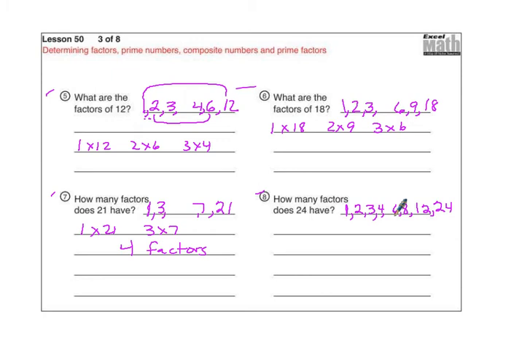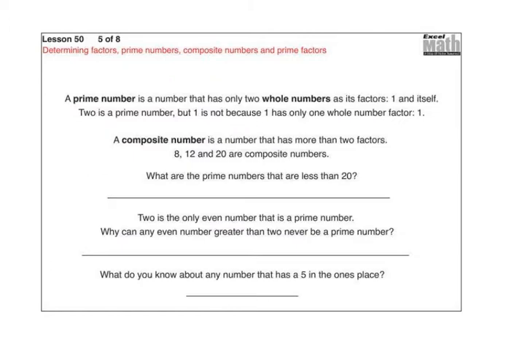5 does not go into 24, and so these are all the factors of 24. 1 times 24, 2 times 12, 3 times 8, 6 times 4. How many factors? 1, 2, 3, 4, 5, 6, 7, 8. 8 factors. And again, not that important that you wrote that. It's pretty easy to count numbers.